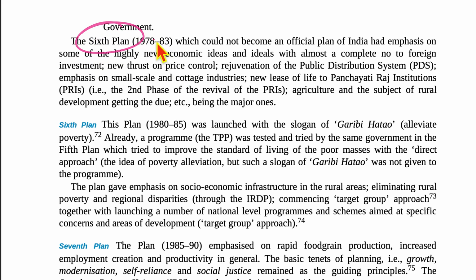The sixth plan, that is 78 to 83, which could not become an official plan of India, had emphasis on some highly new economic ideas and ideals with almost complete no to foreign investment. New thrust on price control, rejuvenation of the PDS system, emphasis on small scale and cotton industries, new lease of life to Panchayati Raj institutions, that is the second phase of revival of PRIs, agriculture and the subject of rural development getting their due, etc. being the major ones.